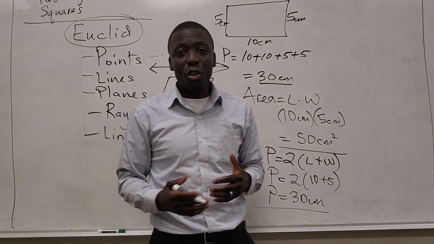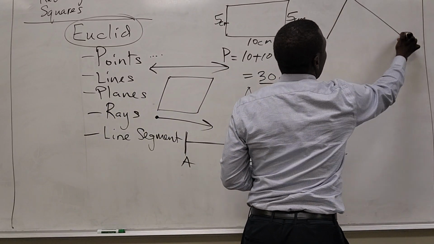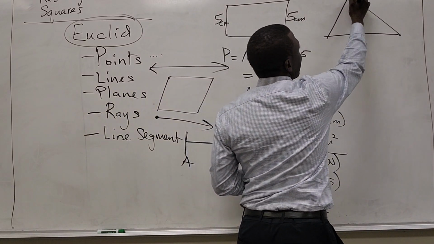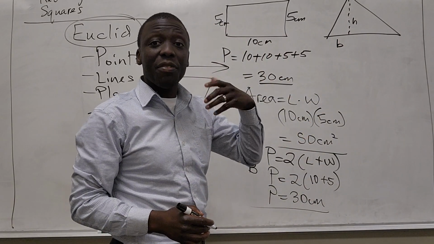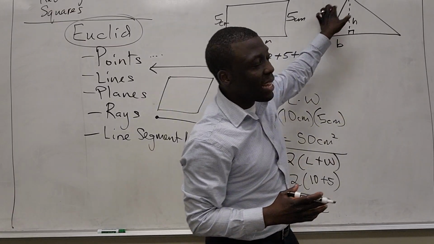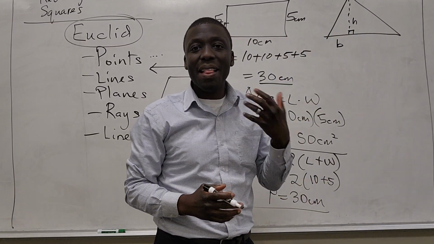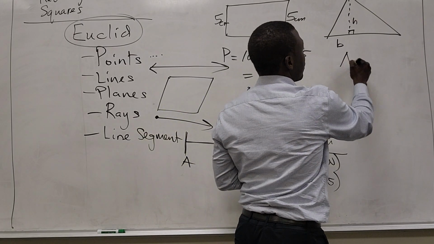There are other shapes that you might encounter, such as triangles. And if someone gives you a triangle, you have the height of the triangle and you have the base of the triangle. If you know the side lengths of the triangle, you add them all together and that tells you the perimeter of the triangle. But how do you find the area of a triangle?